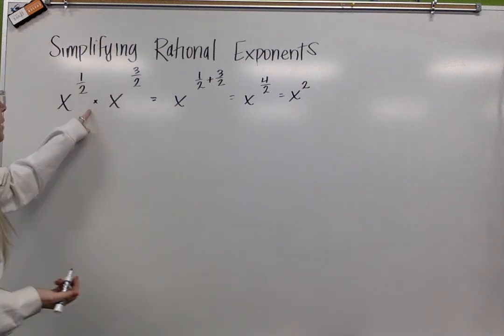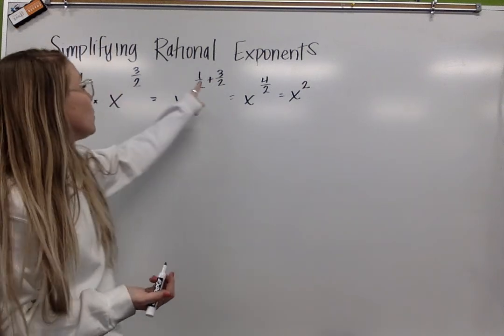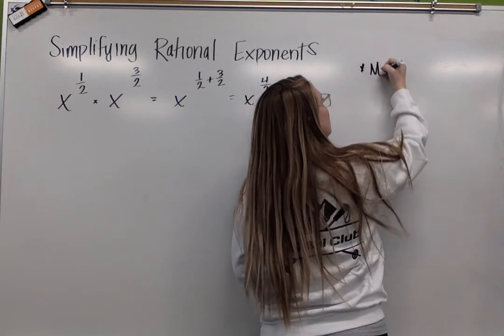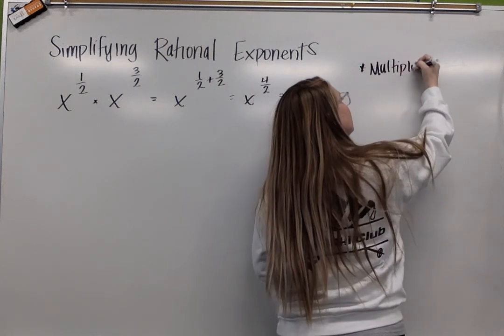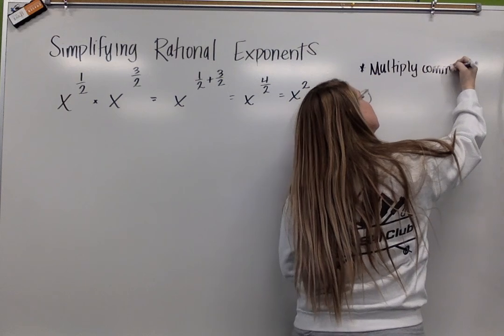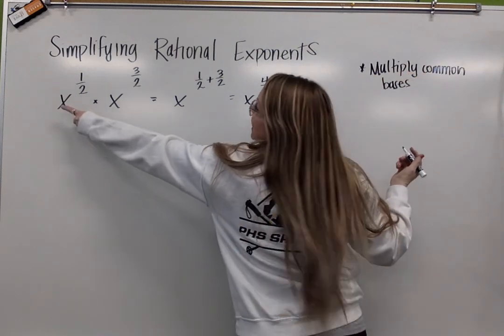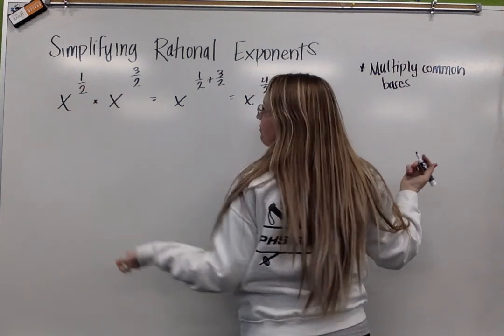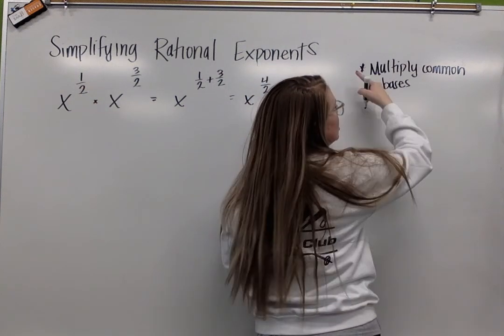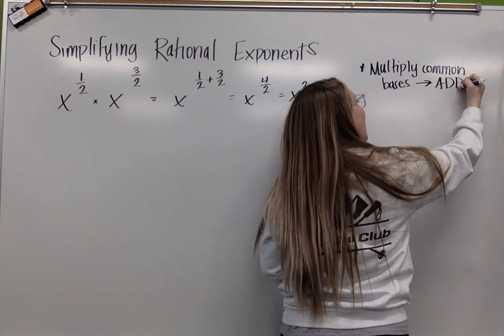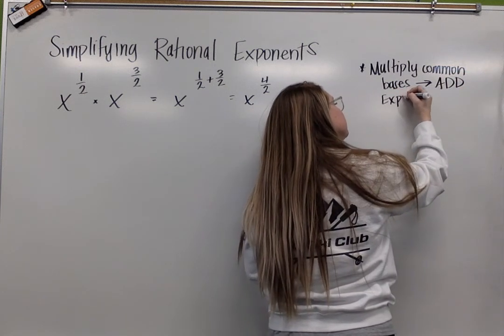So when we're multiplying our common bases, we're going to add the exponents. So I'm going to write that here. When we multiply common bases, the base here is x. X is the base, 1/2 is the power, or the exponent. So when we multiply common bases, we are going to add the exponents.